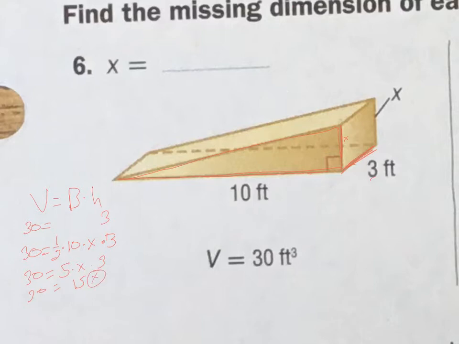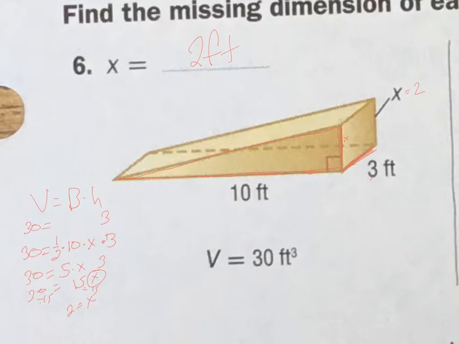Now, I want to get this. I want to find out what this is all by itself. I divide each side by 15, and I get 2 equals what I'm looking for. So this equals 2. All right, 2, and it's feet.